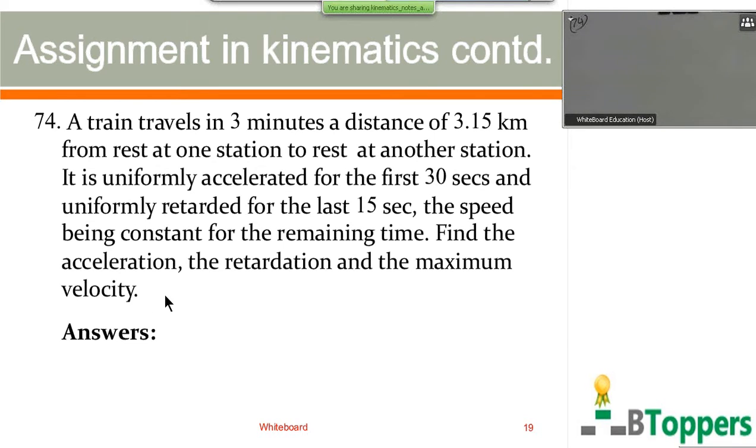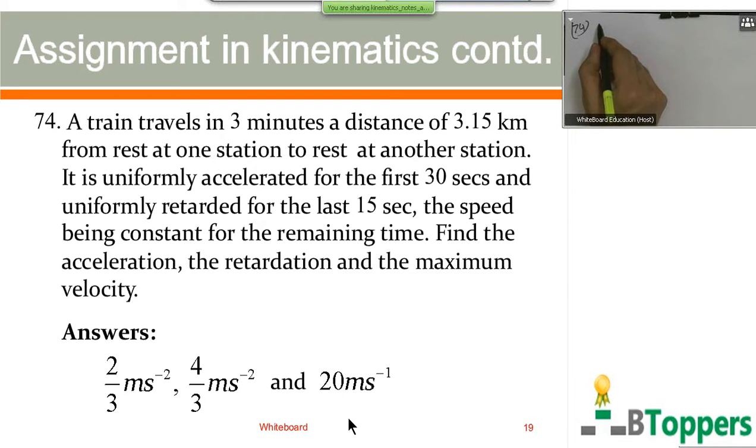If you want to try the problem, you can take a pause and try it. You are supposed to get the answers as 2 by 3 meter per second square, 4 by 3 meter per second square, and 20 meter per second. I would like to show the working for this problem.